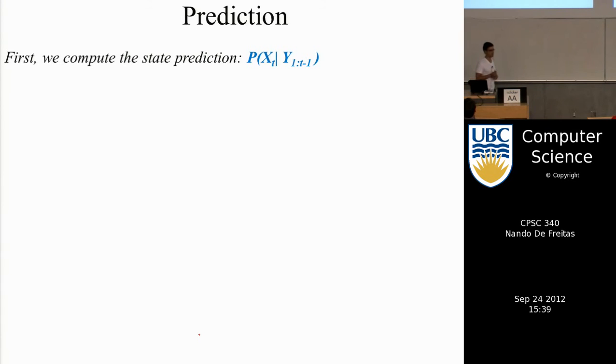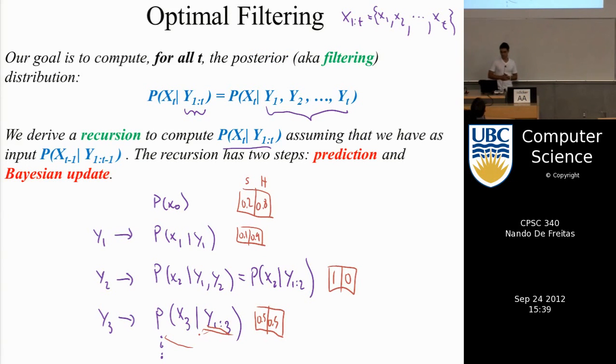Okay, but let's go one step at a time. The first thing is we're going to derive a recursion. I'm going to assume that I know this, and I will show you how I can compute this guy given that I know the previous guy. Because if I can compute one given the previous one, then I can compute the next one given my current state, and so on. So I can keep a recurrence.